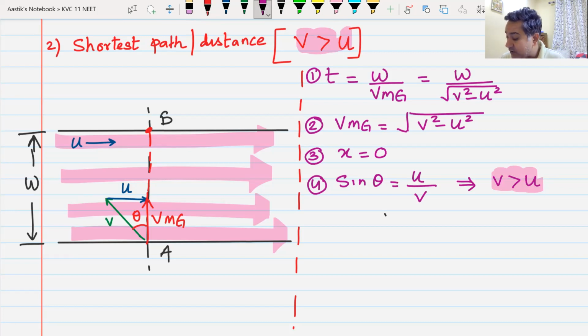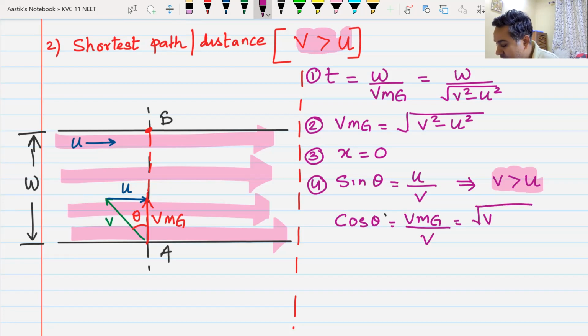If you want to find out the value of tan theta, I am giving you all the values. So after sine theta, I must tell you cos theta. The value of cos theta is base, which is VMG, divided by V, or you can write it as under root of V square minus U square divided by V. The value of tan theta can be written as U divided by under root of V square minus U square.